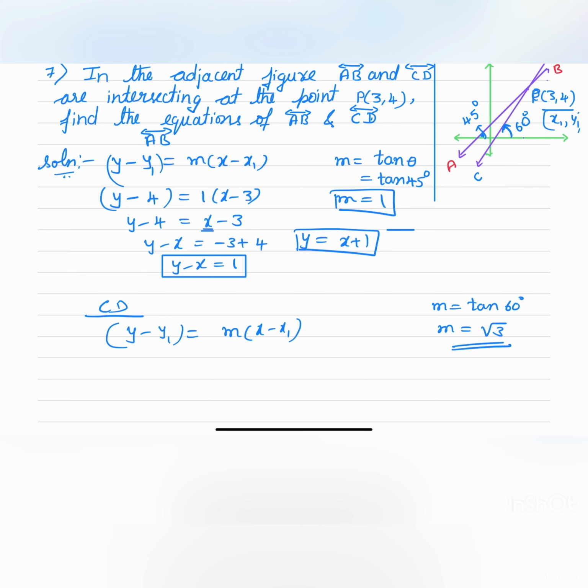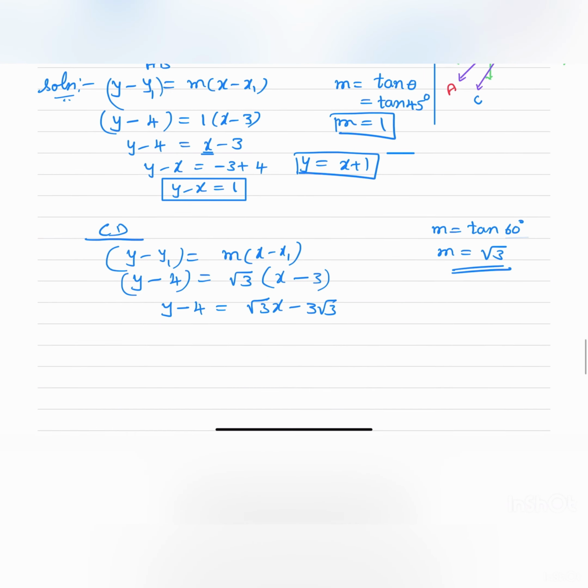Let us substitute the values here. Y minus y1, which is 4, is equal to the slope root 3 into x minus 3. The required equation is y minus 4 is equal to root 3 x minus 3 root 3. Therefore, y is equal to root 3 x plus 4 minus 3 root 3. This is the required equation.